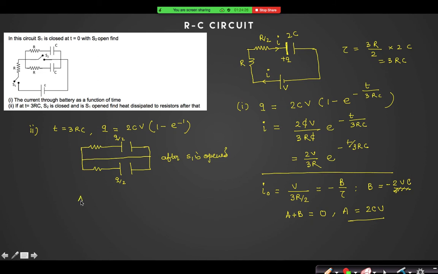Sir, the entire energy. Because there is no connection of battery, the work done by battery is 0. So heat energy is equal to delta U, yes or no? So that is equal to 2 into Q square by 2C. And what is Q? Q by 2 whole square. So that is Q square by 4C. That should be the answer of this question.